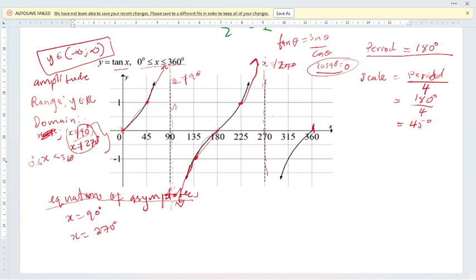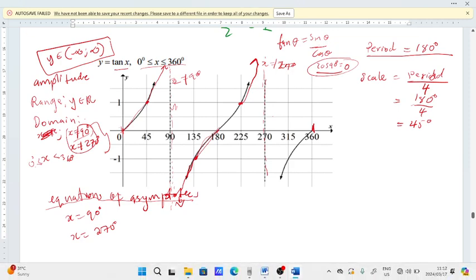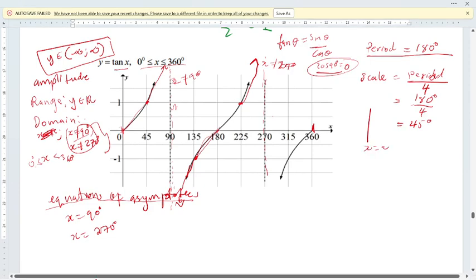But when you say domain, these are equations of the asymptote, because that's where the graph does not exist. So we must cancel them when you get to the domain. The line that is vertical like this, we know that is x equals a certain value. The line that is parallel to the x-axis like this, we know that is y equals a certain value.